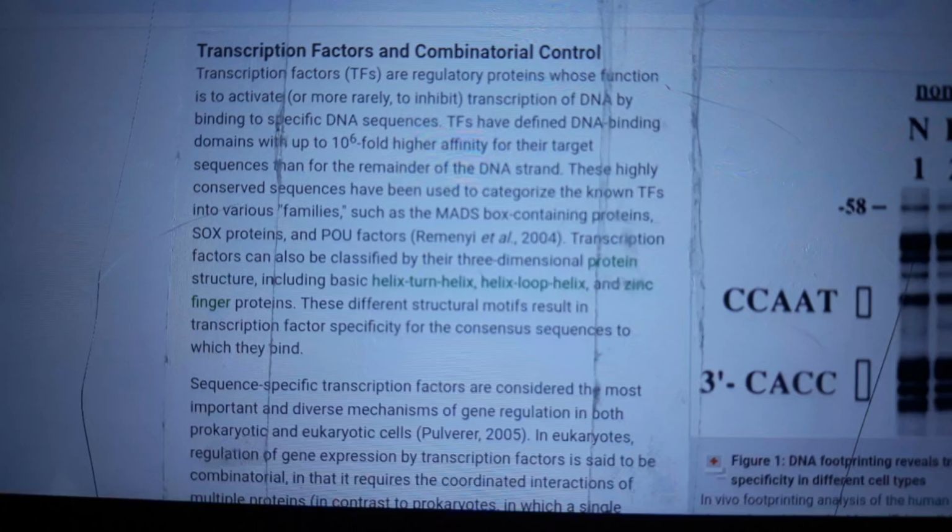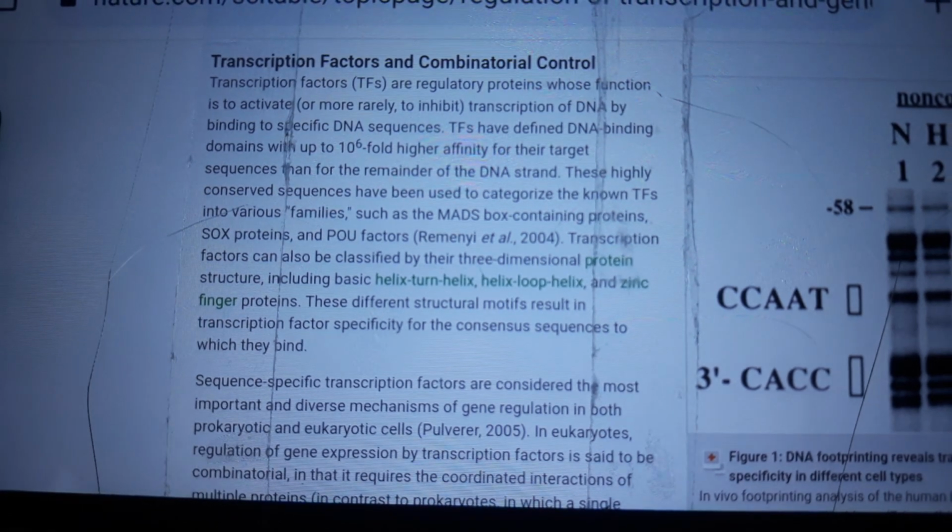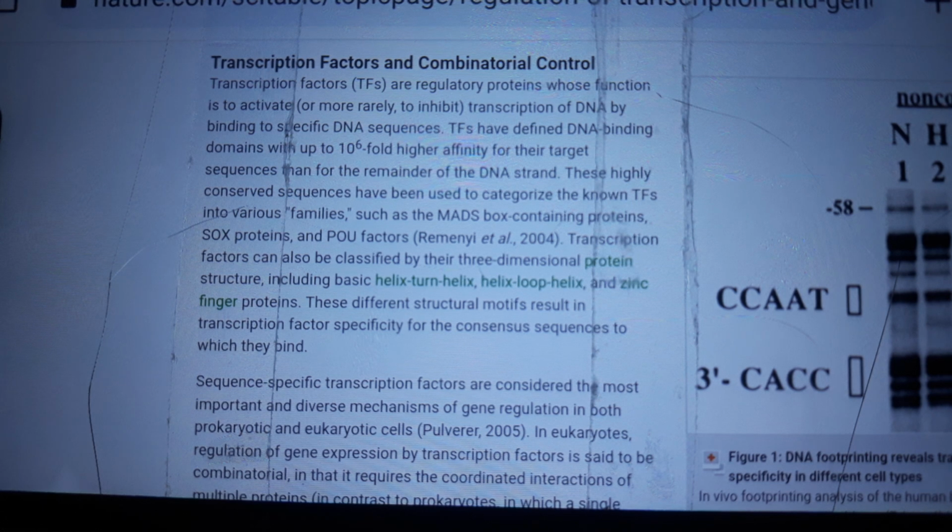Okay, right. Transcription factors and combinatorial control. Transcription factors, TFs, are regulatory proteins whose function is to activate, or more rarely to inhibit, transcription of DNA by binding to specific DNA sequences. Transcription factors have defined DNA binding domains with up to 10⁶-fold higher affinity for their target sequences than for the remainder of the DNA strand.